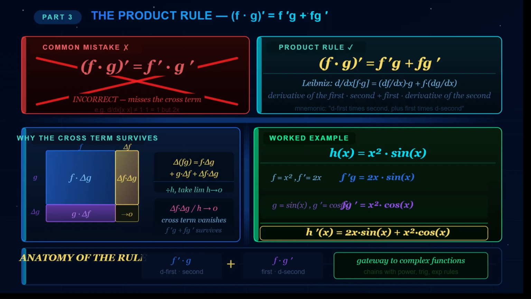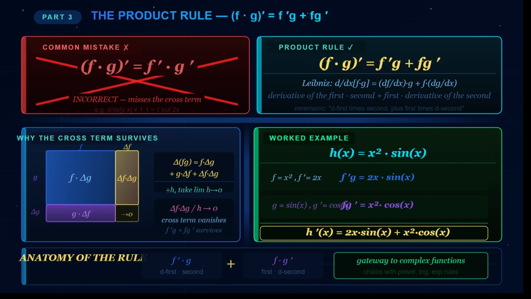To understand why this works, recall the difference quotient definition. When both f and g are changing simultaneously, there is a cross term that survives in the limit. It is not simply the product of the two individual changes. Let us apply this. Suppose h of x equals x squared times the sine of x. Then h prime of x equals 2x times sine of x plus x squared times the cosine of x.